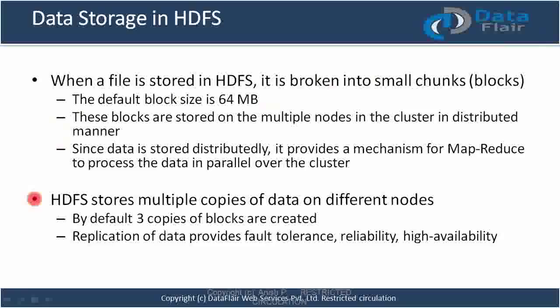HDFS stores multiple copies of data on different nodes. Now guys, when I am copying a file of 1 TB, look at this, by default 3 copies of blocks are stored. If I am storing the data of 1 TB, it is going to store 3 copies. It means 3 TB space it is going to occupy. Understand this. This is an important term. A little hard, a little tough to digest.